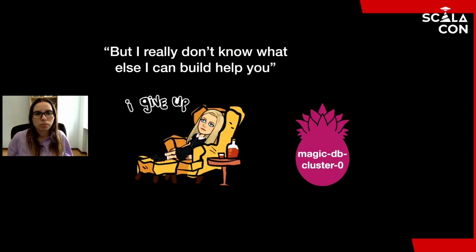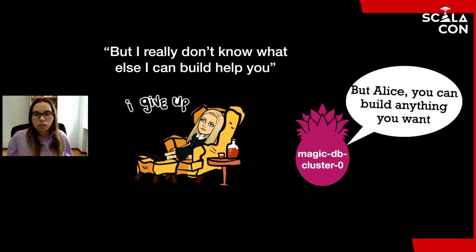So Alice was really kind of giving up already because she didn't really know what else she could do. She learned a bit about Kubernetes usage in Scala already. She learned how to create objects, but that was fairly simple. It's not helpful in the situation of the pod. But pod was really supportive, and he just said that Alice could build anything she wanted.